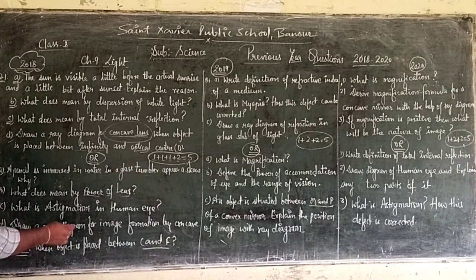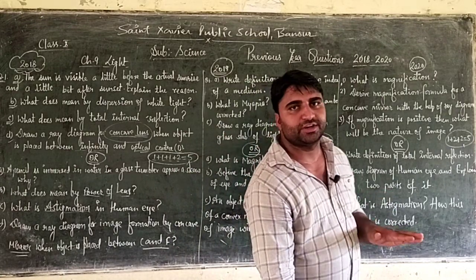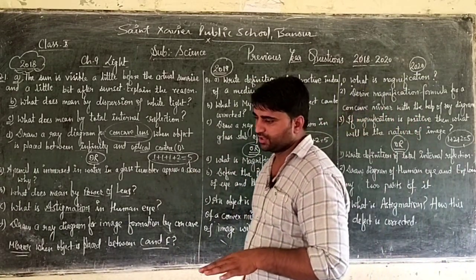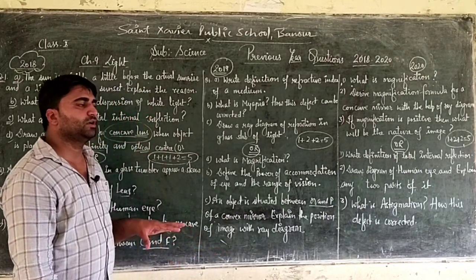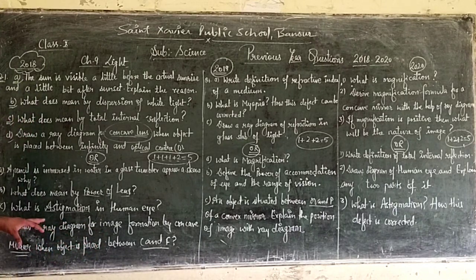What is astigmatism? This I will teach you later, as it is left only in the human eye chapter. It is also an eye defect, in which a person is unable to see horizontal and vertical objects clearly. When we have a horizontal or vertical object in front of us, the person will not be able to see it carefully. For correction of this eye defect, people use a cylindrical lens.